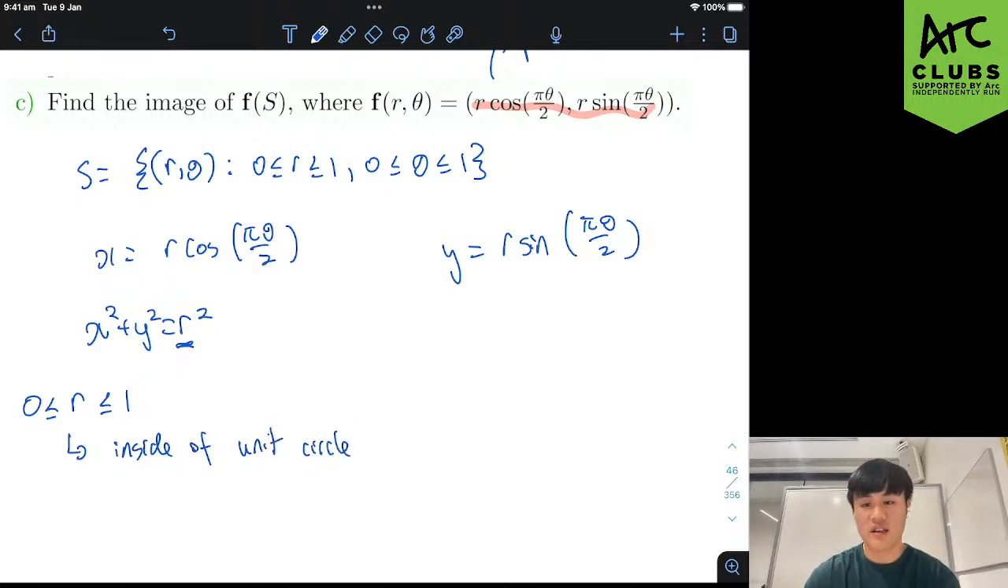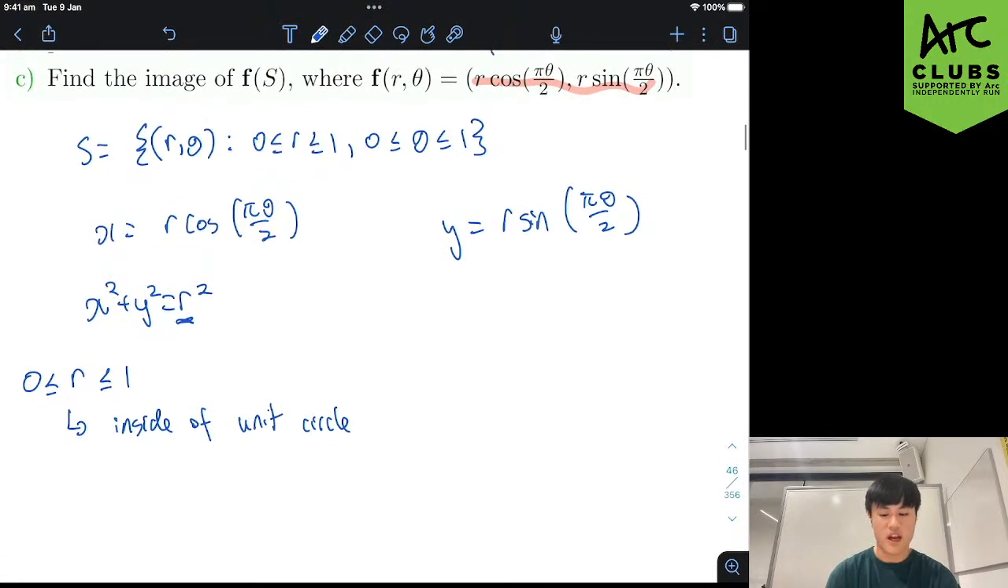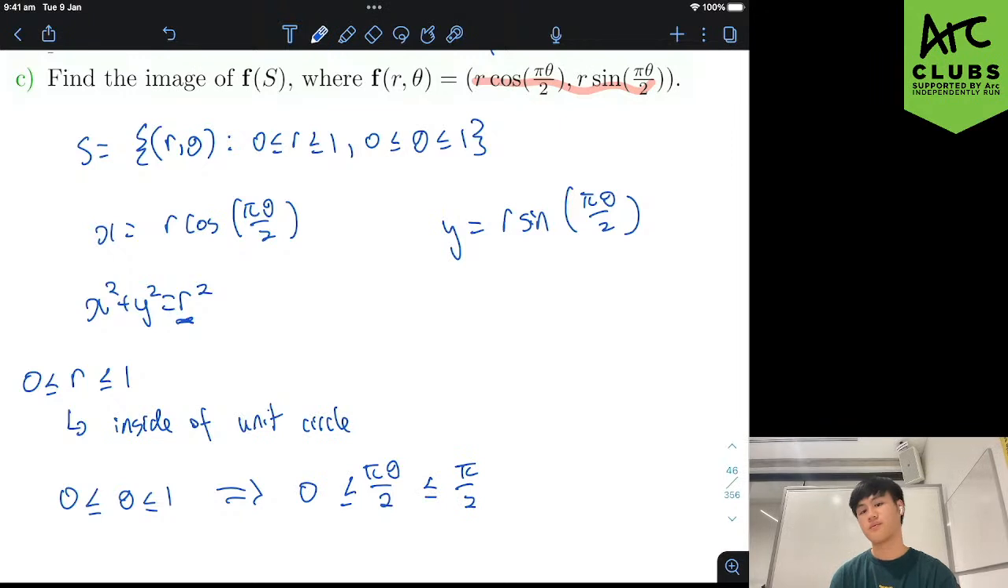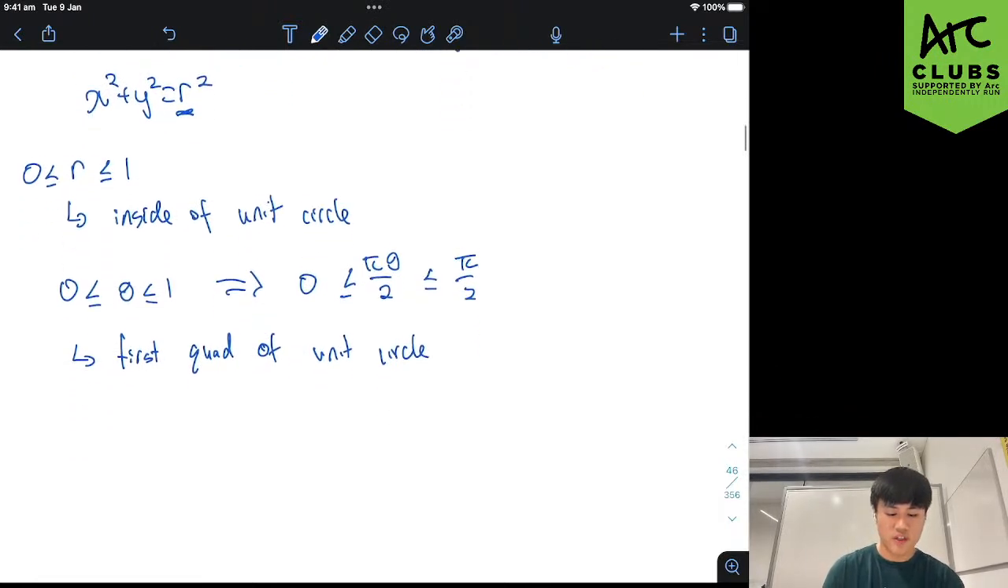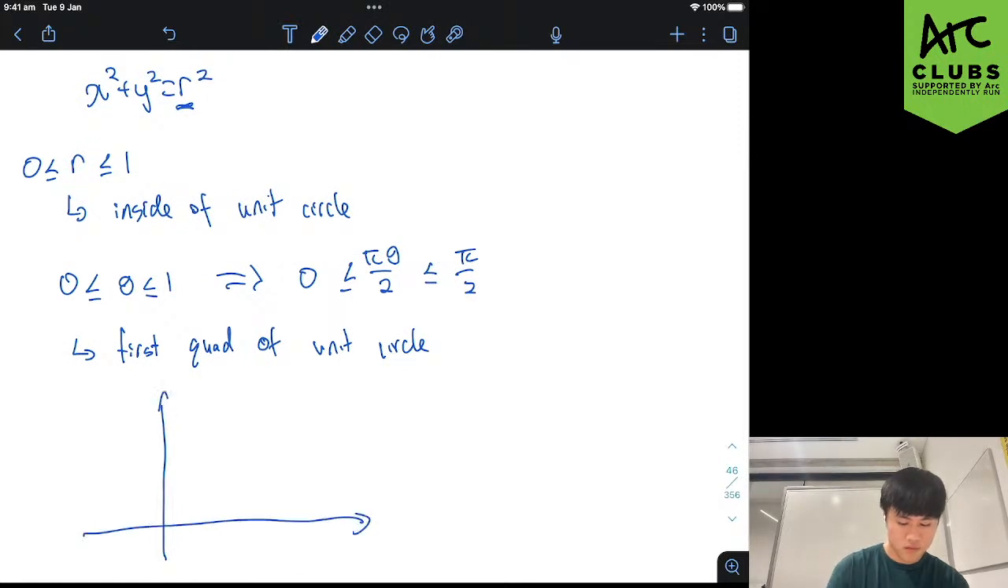Now the next thing to look at is that theta also has a limit where it's between 0 and 1. That means pi theta over 2 is also bounded between 0 and pi on 2. So our image is now limited to the first quadrant of the unit circle. If we were to draw this up, it would look something along these lines, from 1 to 1, and the interior here.